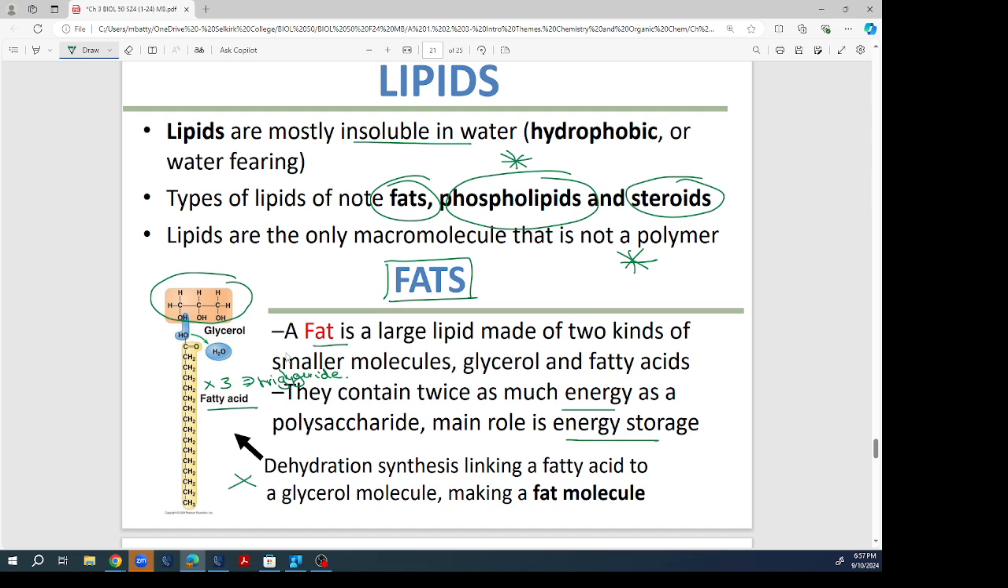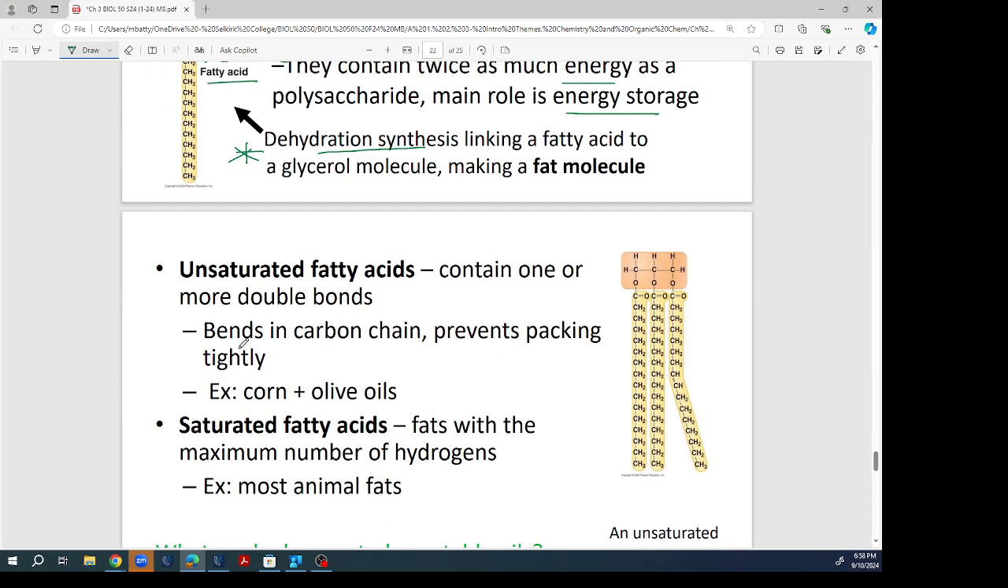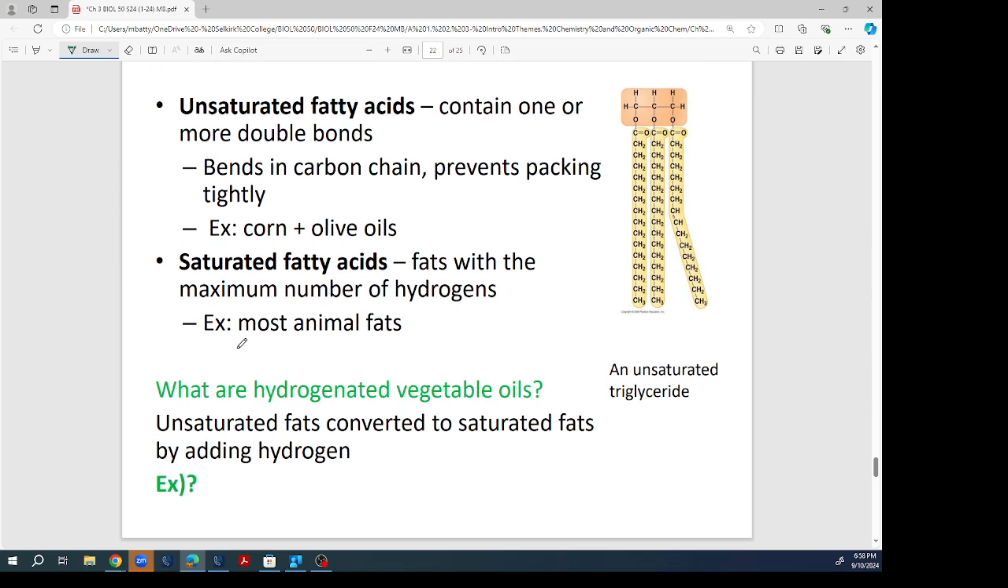Take a look. I put a little note here. It's a dehydration synthesis that's linking the fatty acid tail onto that glycerol molecule. So in as much as we're not talking about monomers linking to polymers, it's still a common chemical process in these macromolecules that we're learning about. So you can have two different kinds of fatty acids. So this would be a triglyceride.